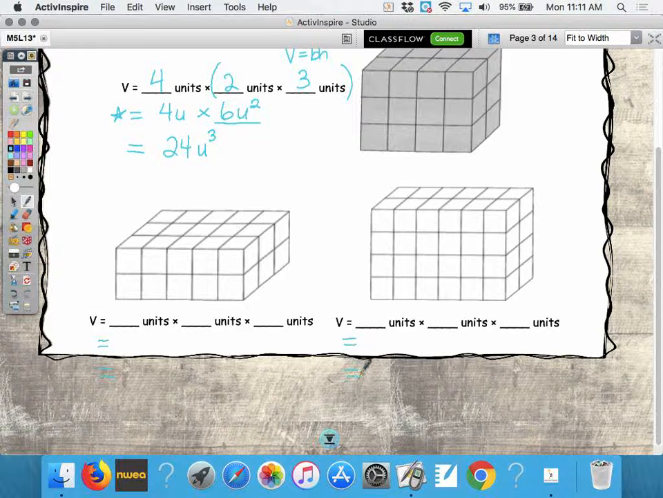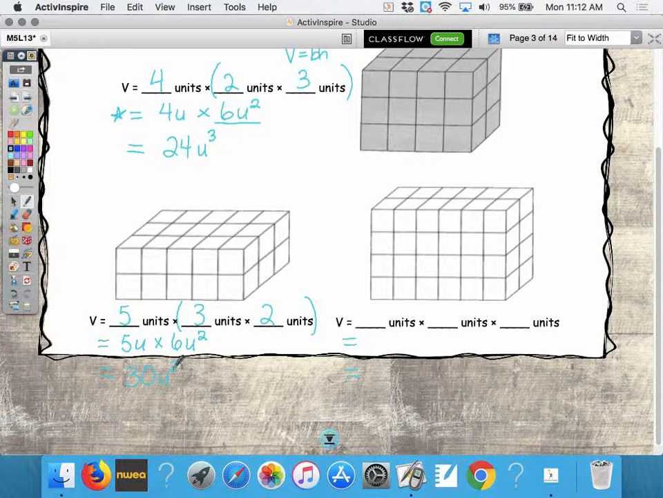All right, so I'm going to pull sticks on the next one. This is Josue. Josue, what's my length? 5. And my width? 3. And my height? 2. Okay, how would you group them, Josue? You can choose. It doesn't matter. The 3 and 2. Okay, so you would write 5 units by 6 units squared, and that equals 30 cubic units. Okay?